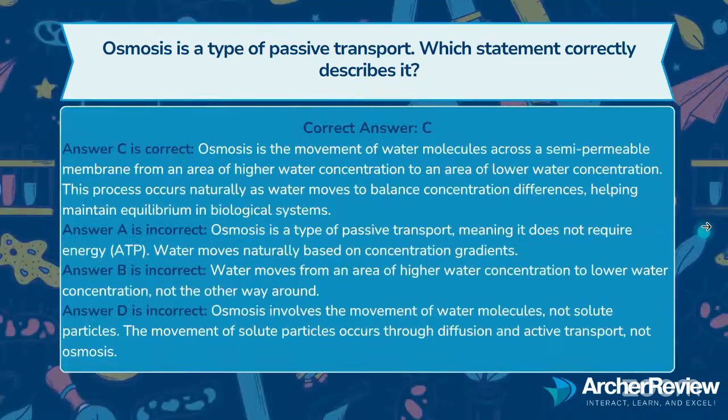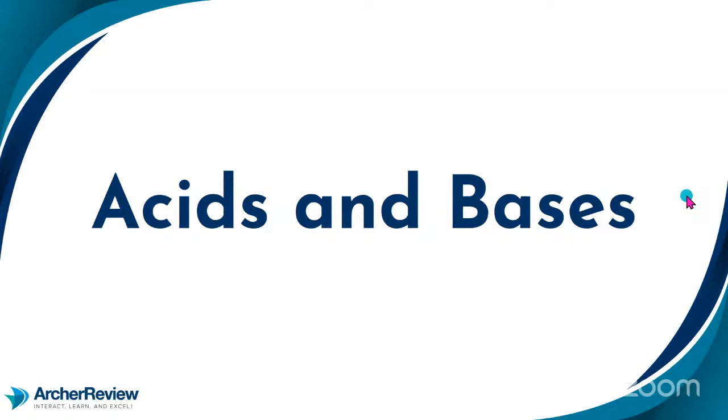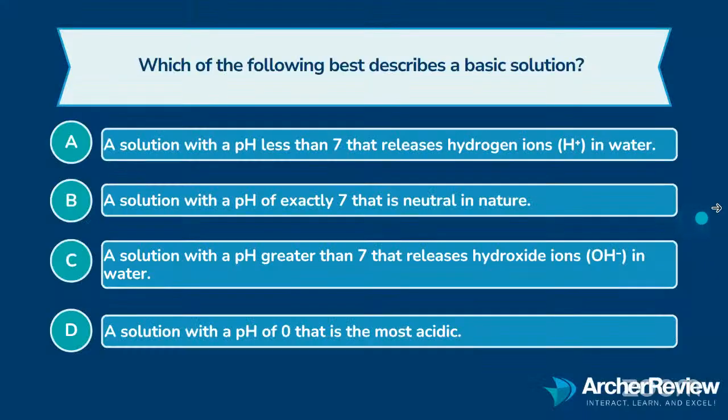You guys are hanging in there. We're getting close. We're down to our last two questions under acids and bases. Here's our first one. Which of the following best describes a basic solution? A, a solution with a pH less than 7 that releases hydrogen ions in water. B, a solution with a pH of exactly 7 that is neutral in nature. C, a solution with a pH greater than 7 that releases hydroxide ions in water. Or D, a solution with a pH of 0 that is the most acidic. Let's see how we do on this one.